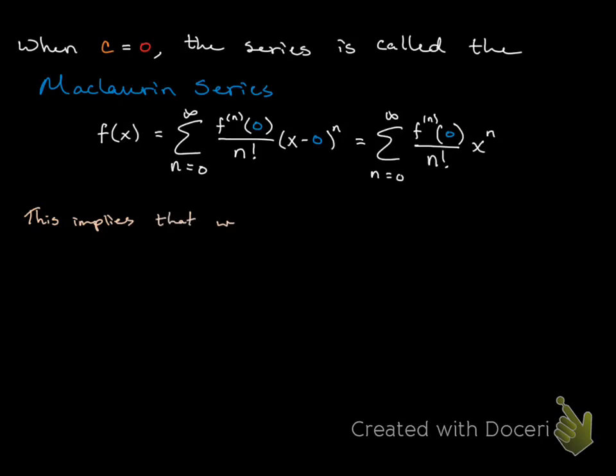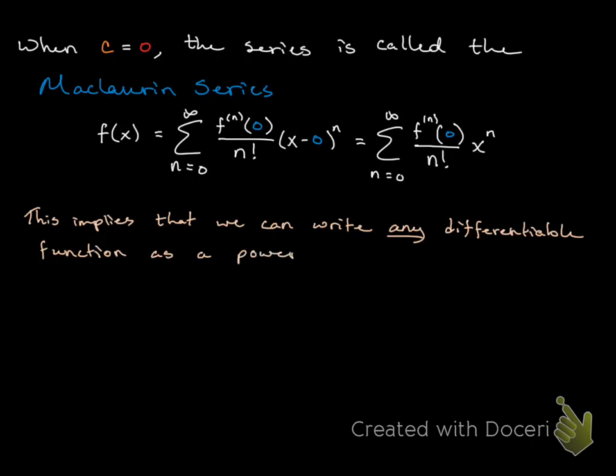This implies, of course, that we can write any differentiable function, that's the key, it's got to be differentiable, as a power series. Okay? And that's an awesome thing. And it's especially nice, as I alluded to in the last video, for transcendental functions: e to the x, sine, cosine, tangent, those trig functions, natural log, functions that don't already have a representation as just x squared plus 4, that kind of thing. We're able to write them as such.